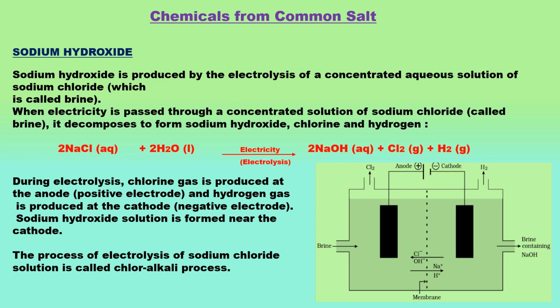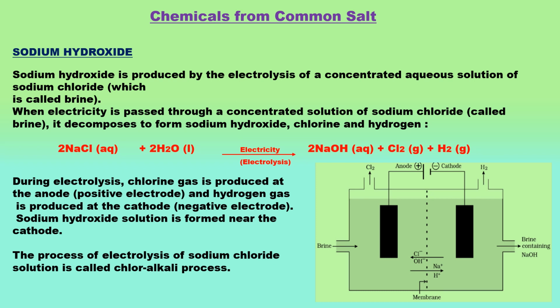Sodium hydroxide. Sodium hydroxide is commonly known as caustic soda. The chemical formula of sodium hydroxide is NaOH. Sodium hydroxide is a very important basic chemical which is used as a starting material for making many other chemicals. Sodium hydroxide is produced by the electrolysis of a concentrated aqueous solution of sodium chloride, which is called brine.